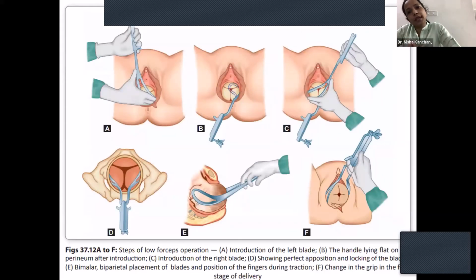Okay, so in picture A, they have identified which is the left blade and the right blade, and the left blade is applied first. The left hand is holding the handle. This position is called ping pong position, like the backhand of a table tennis. Very light grip, not a very firm grip. It has to be a very light grip. Thumb on one side, the other fingers on the other side.